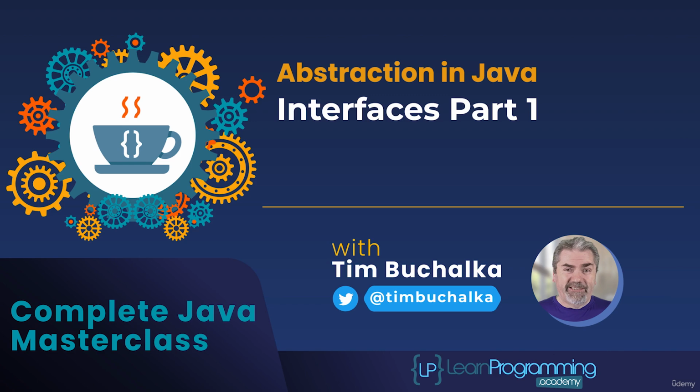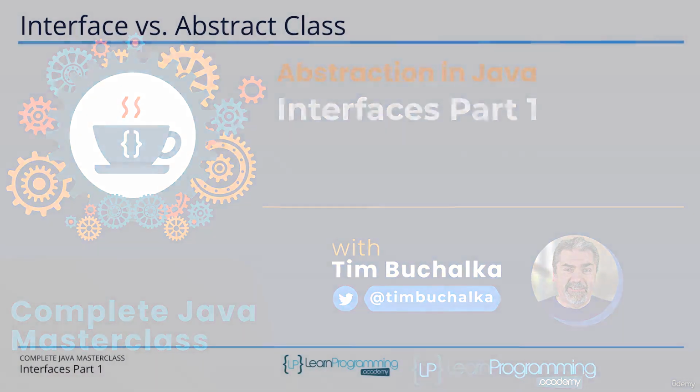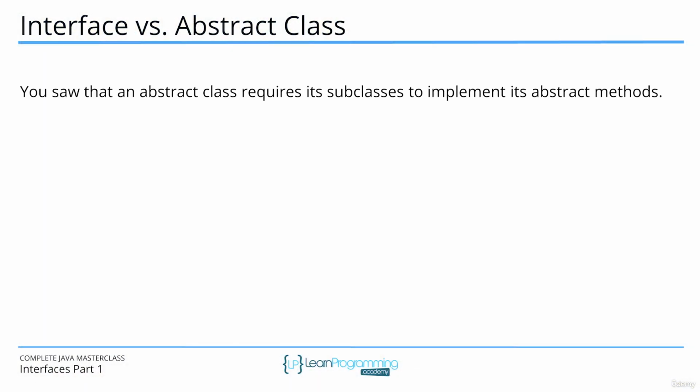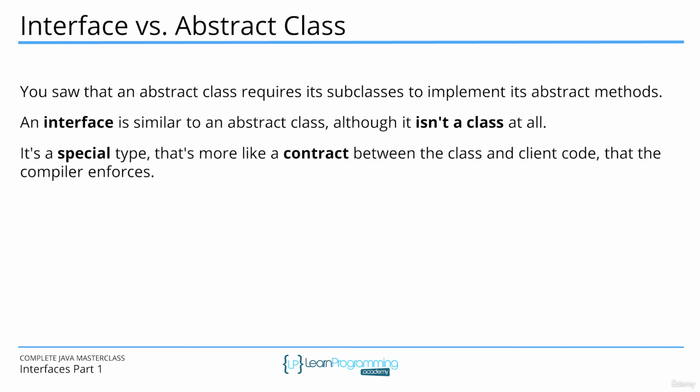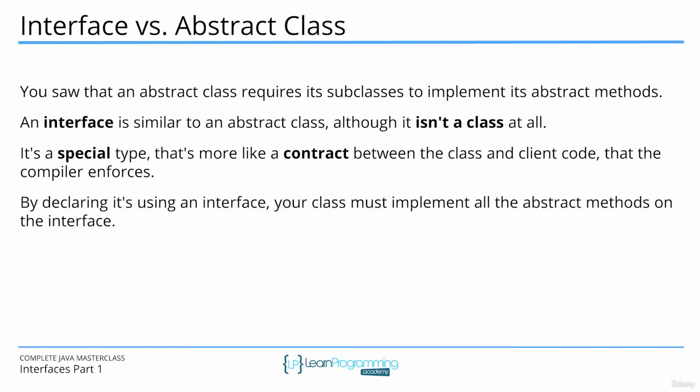I started this section talking about how Java has several ways to support abstraction. You saw that an abstract class requires its subclasses to implement its abstract methods. An interface is similar to an abstract class, although it isn't a class at all. It's a special type that's more like a contract between the class and client code that the compiler enforces. By declaring it's using an interface, your class must implement all the abstract methods on the interface.